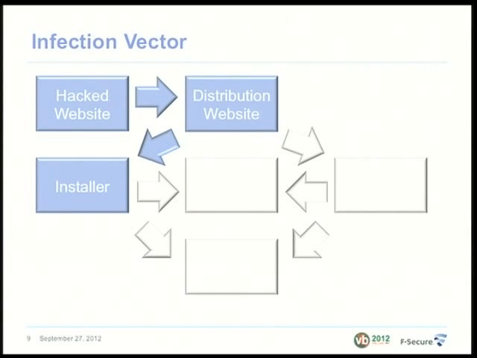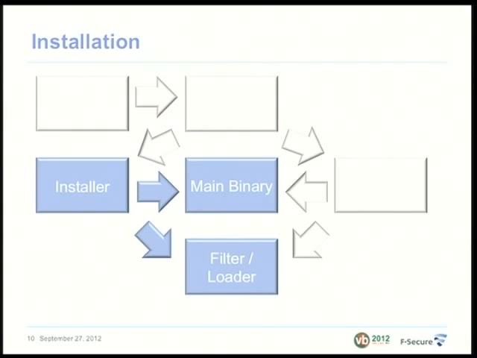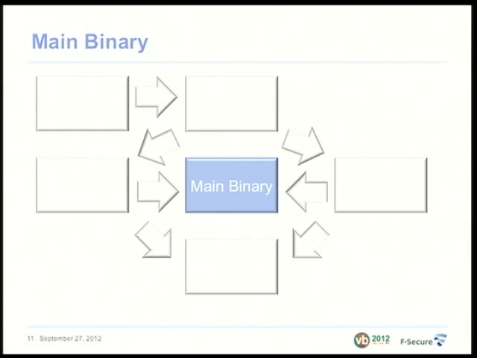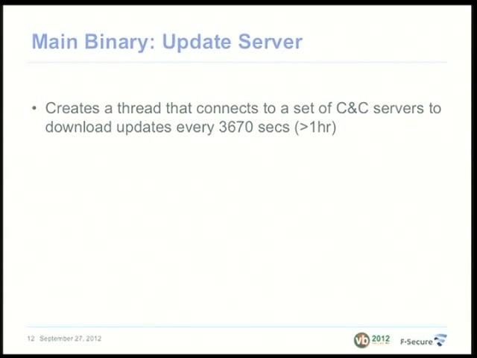Upon successful exploitation, a binary is dropped to the system and executed. This binary is the same binary as the fake Flash Player installer of earlier variants. This binary is responsible for downloading and installing the rest of the components to the system. First, let's take a look at the main binary.